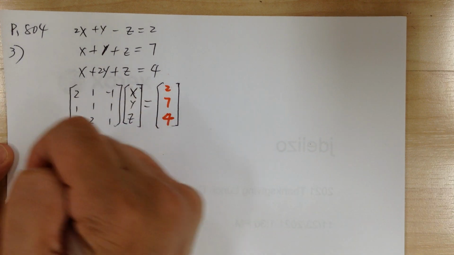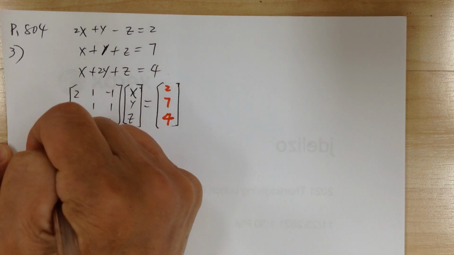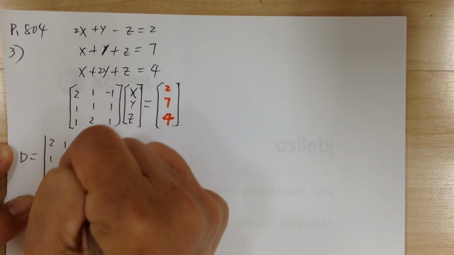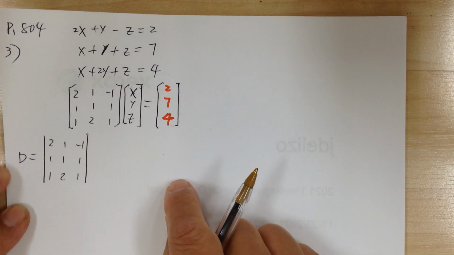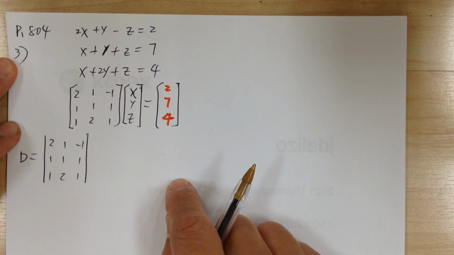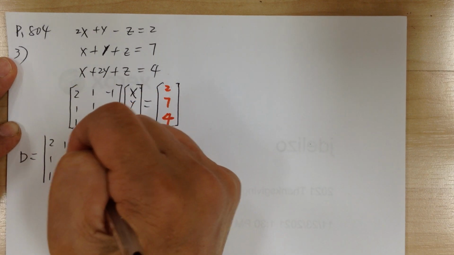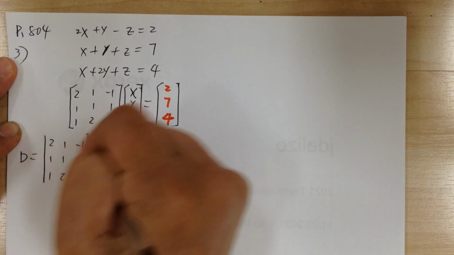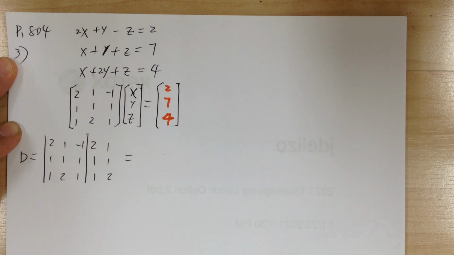So let's go and do the D first. So D will equal the regular matrix. So it'll be 2, 1, 1, 1, 1, 2, negative 1, 1, 1. Okay. Now for 3 by 3, you can either do it by expansion by minors or just do the diagonals. So I'm going to do it by diagonal. So I need to copy the first 2 columns. Okay. And then I have to do the diagonals.